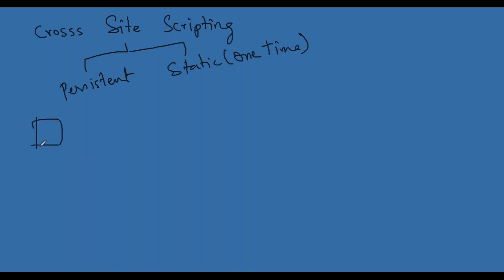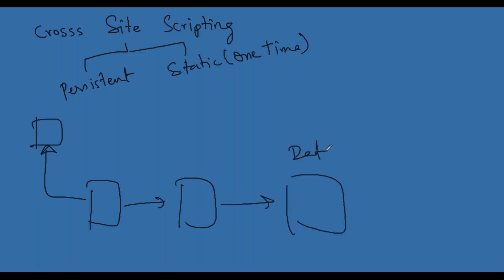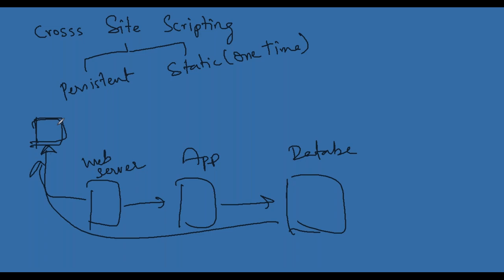So in this, let's say this is your client machine, connected to your web server, app server, and database server. I am an attacker. I send a one-time script to the web server to fetch some important or critical data from the database, and that data is sent back to the client. This is just one time.